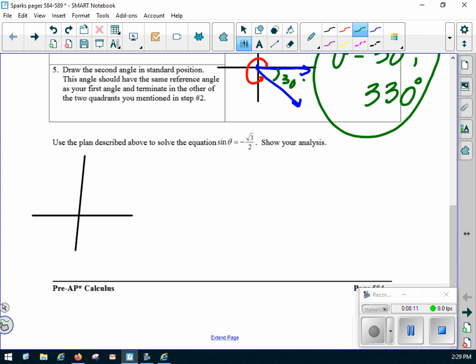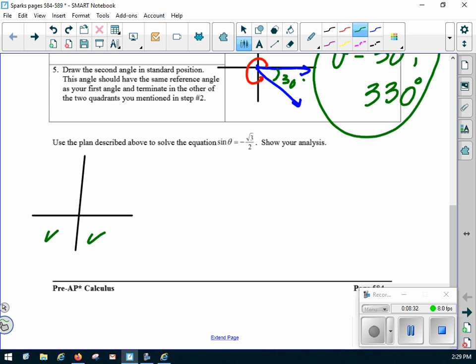The first thing I want you to do is decide what quadrants your angle could be in. Is my sine of theta positive or negative? What quadrants have a negative sign? 3 and 4. Boy, that's really crooked, isn't it? Oh well, we're just going to pretend it's not.